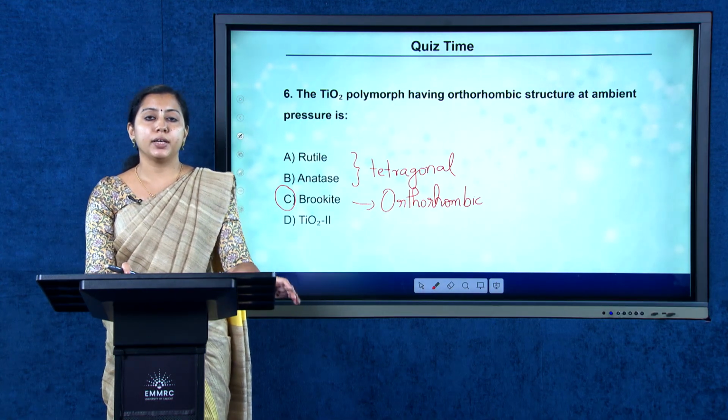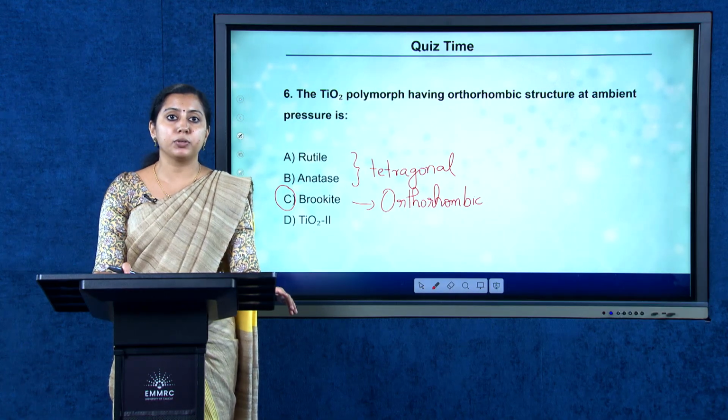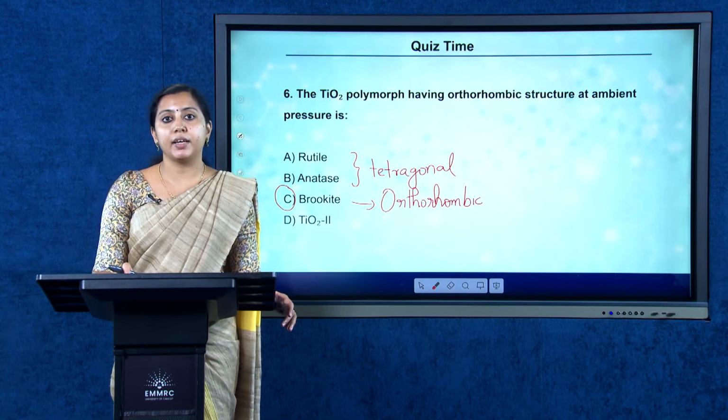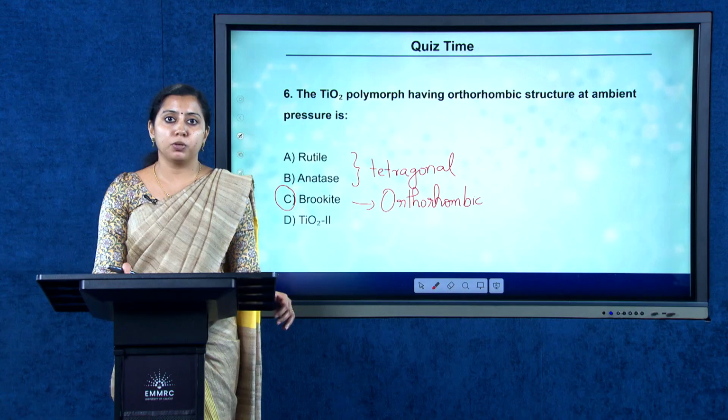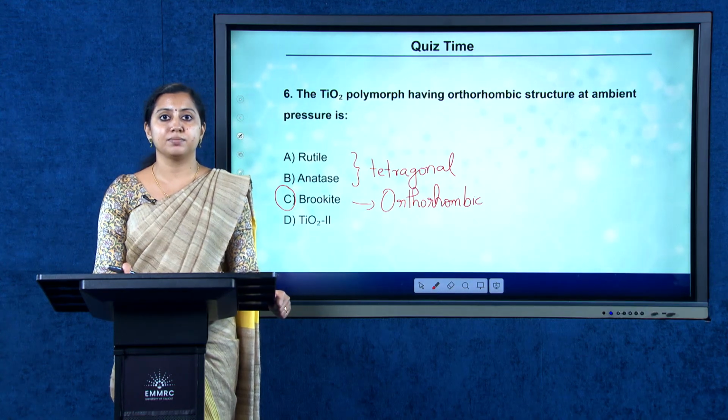So, today we have discussed the structural transitions in different polymorphic forms of titanium dioxide.